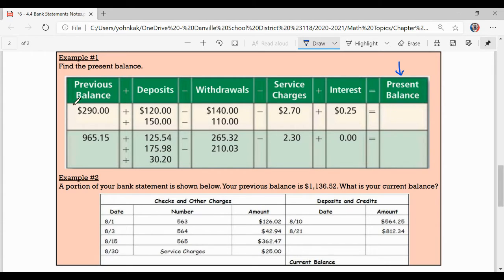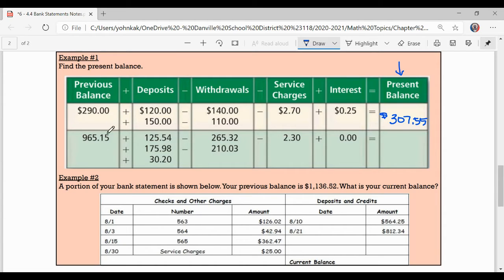So I grab a calculator and I can do 290, add 120, add 150, subtract 140, subtract 110, subtract 270, add 25 cents, and you should get $307.55. So this is just a calculator practice.